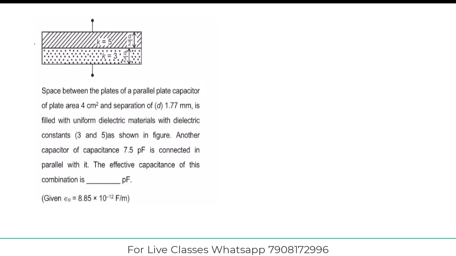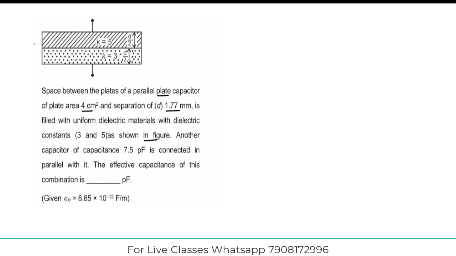The space between the plates of a parallel plate capacitor of plate area 4 cm² and separation d = 1.77 millimeter is filled with uniform dielectric material with dielectric constants 3 and 5 as shown in the figure. So the space between the parallel plates is filled with two dielectrics of dielectric constant 5 and 3 as shown in this figure, and the separation between the two plates is d.